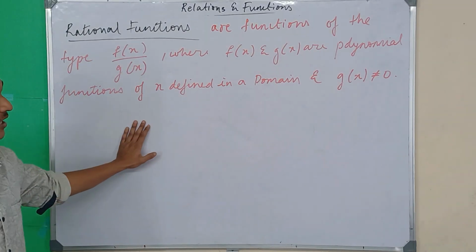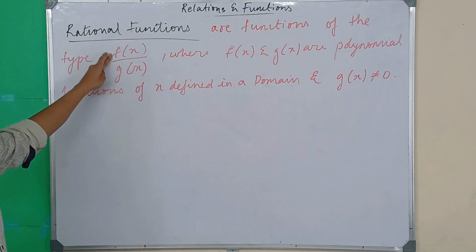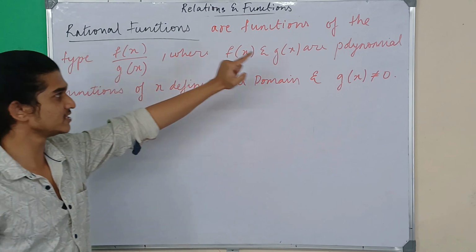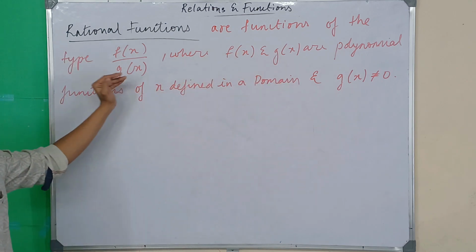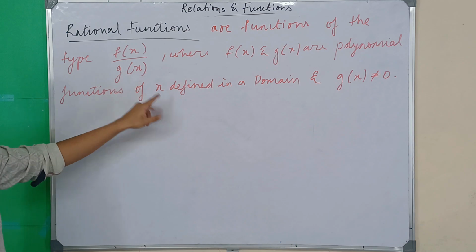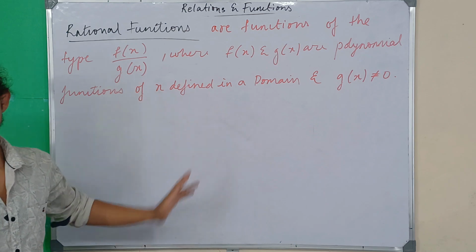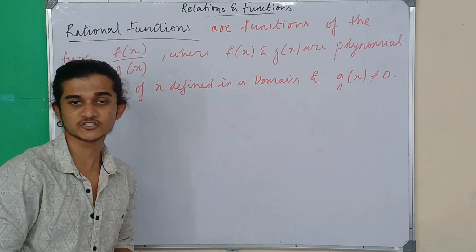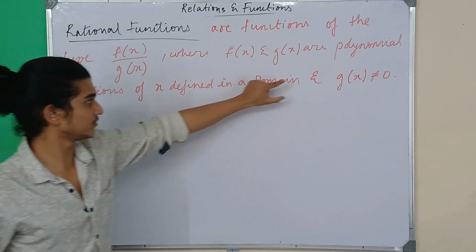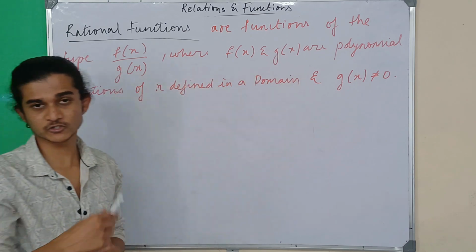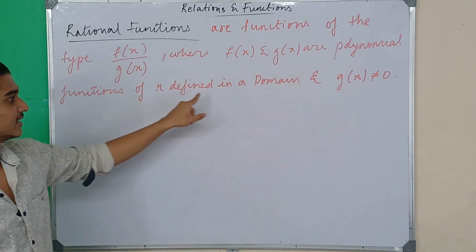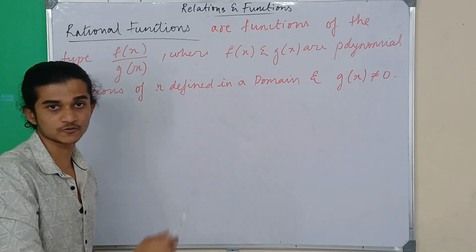So rational functions are the type of function in the form of f of x by g of x, where f of x and g of x are polynomial functions, and g of x is not equal to 0. Now x is defined based on the domain, so this changes from condition to condition. So just forget about this for now. This changes from question to question. So that's why it is given as x defined in a domain. It is defined in the question normally.